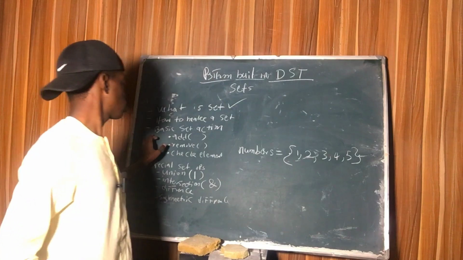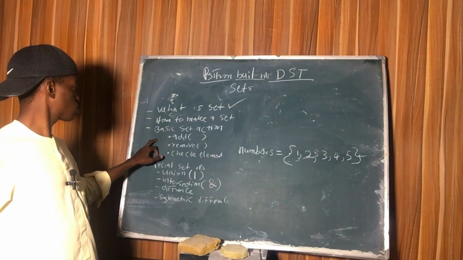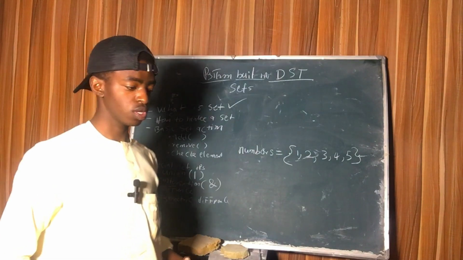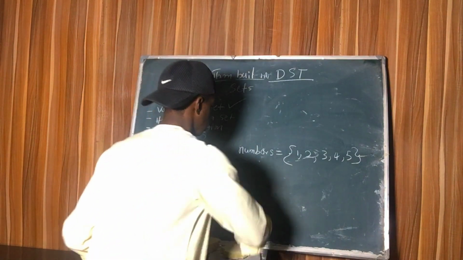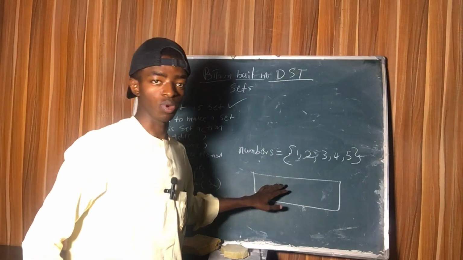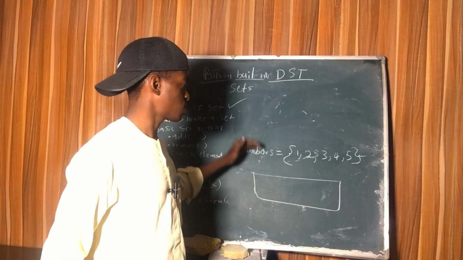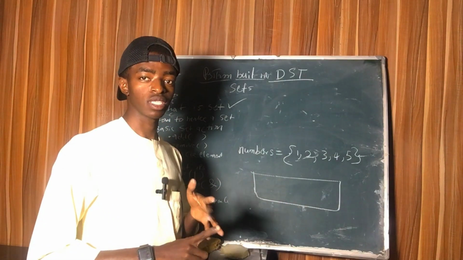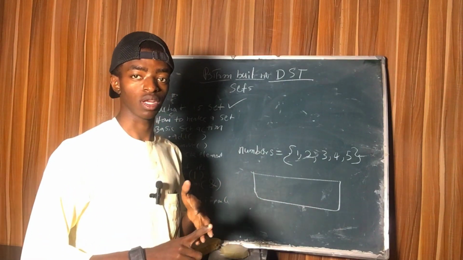So now let's move on to basic set actions. What actions can we do on a set? Assuming this is our storage, and this storage we created using the idea of a set: no duplicate elements, only single elements, and the data is going to be randomized.